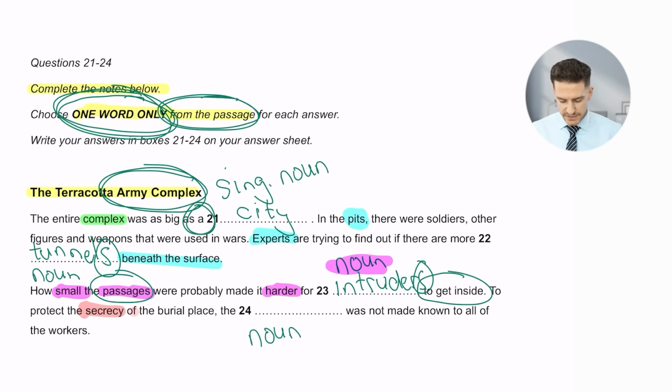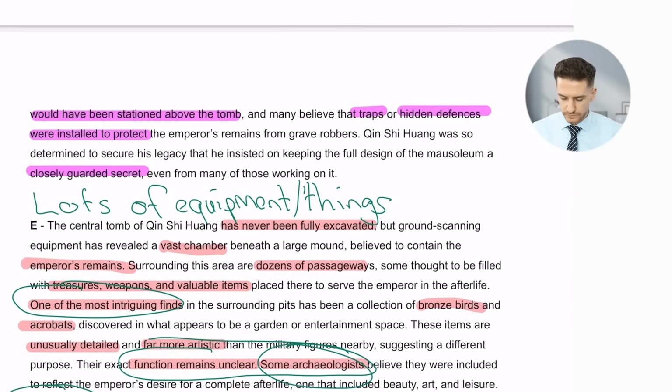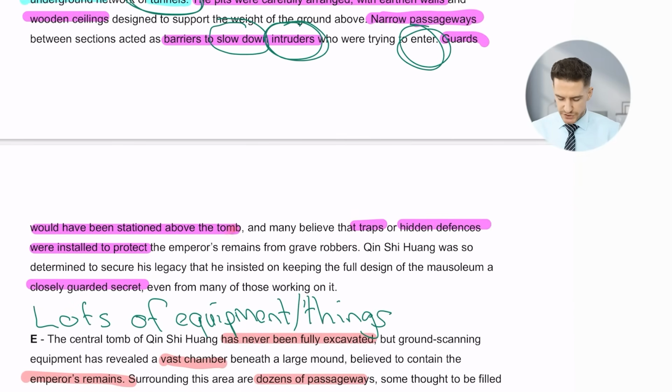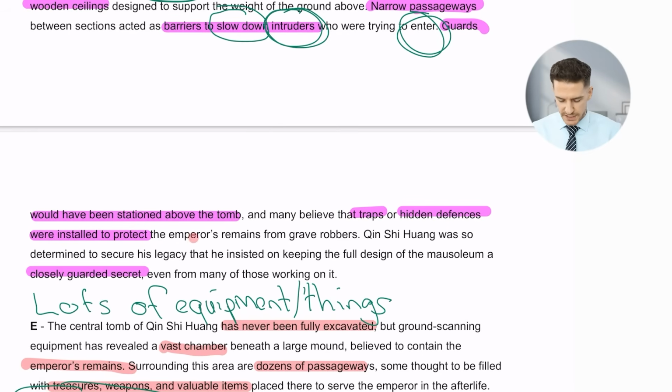To protect the secrecy of the burial place, the something, so noun, was not made known to all. Okay, that's an important word, all of the workers. So let's go back up and see if we can find that. So guards would have been stationed, okay, and many believe that traps, no. Protect the emperor's remains, no. Qin Shi Huang was so determined to secure his legacy that he insisted on keeping the full design, maybe that could be it, of the mausoleum a secret. Okay, even from many of those working on it. There we go. So we're looking for a noun, and it looks like design might be the noun that we're looking for. If you just have a look at the other words, mausoleum, I don't think that makes sense.